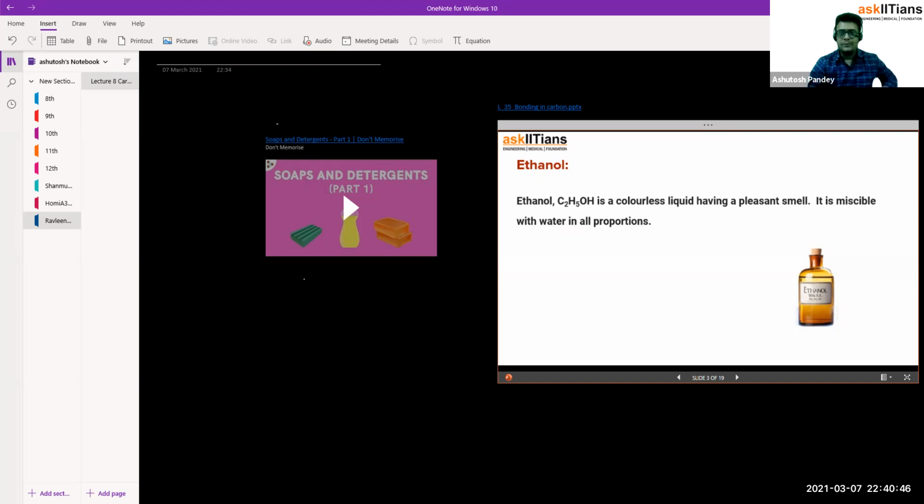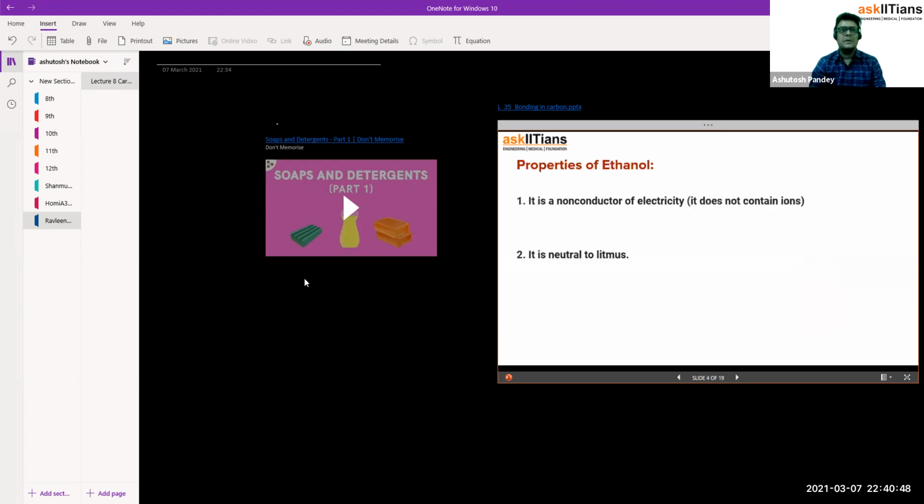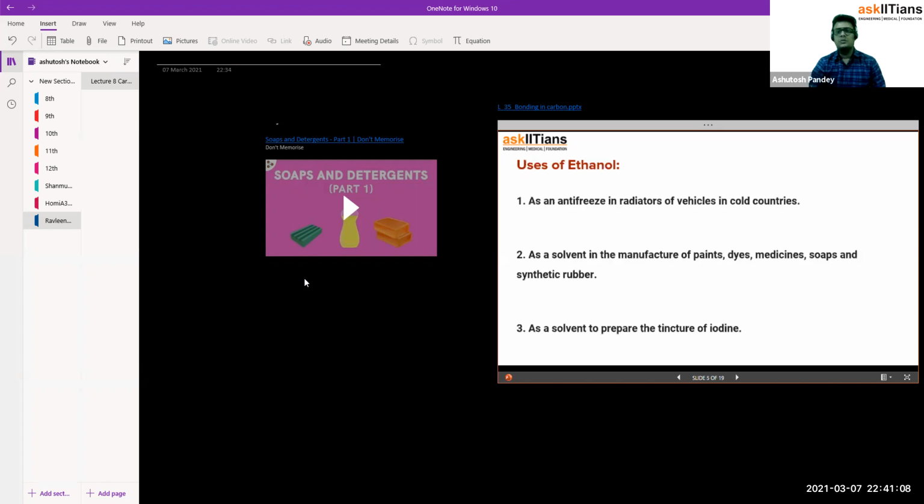Now let's see the properties of ethanol. Ethanol is a non-conductor of electricity as it doesn't have any ions, and it is neutral to litmus. That means it is not going to behave as either an acid or a base. It will be a neutral compound. Now next, uses of ethanol.